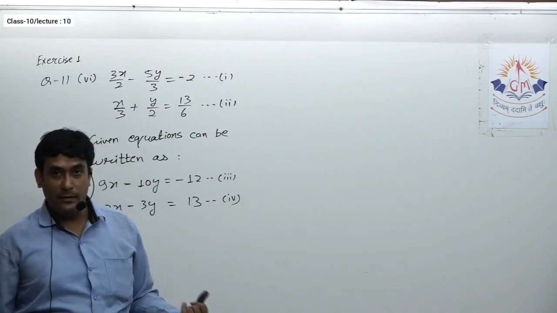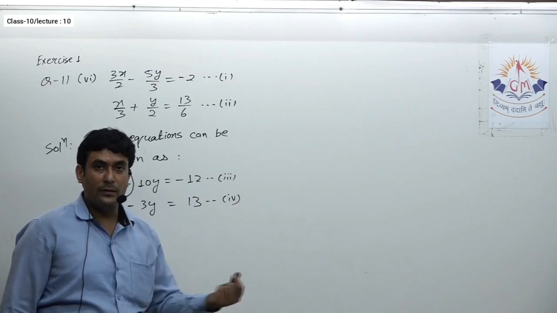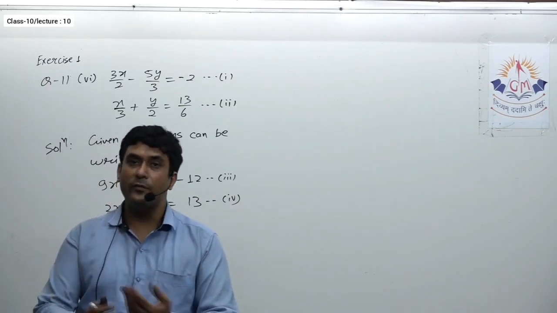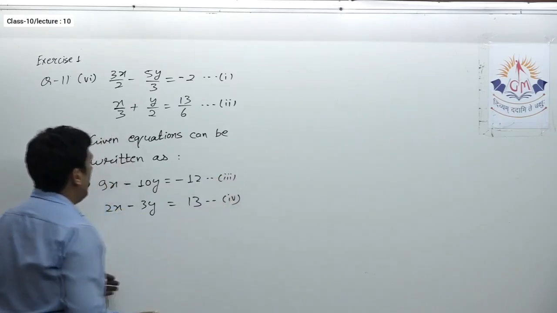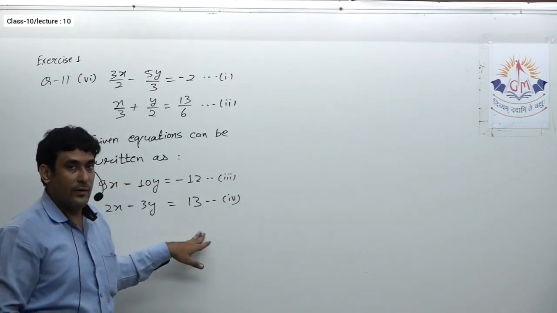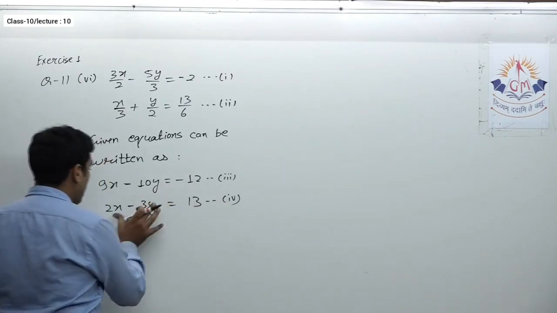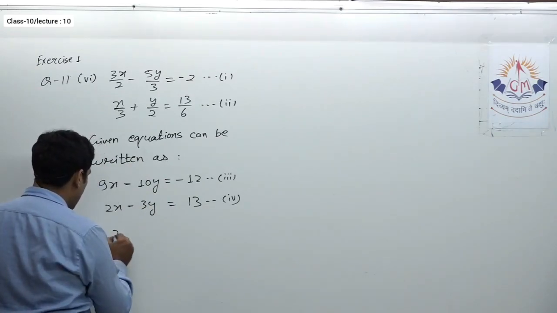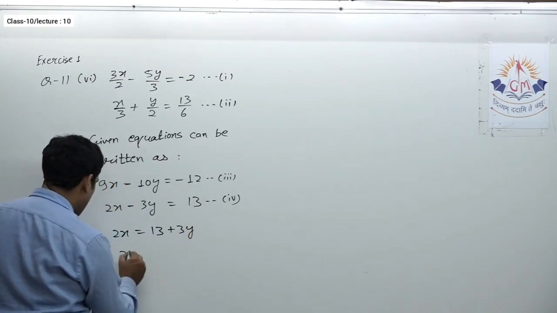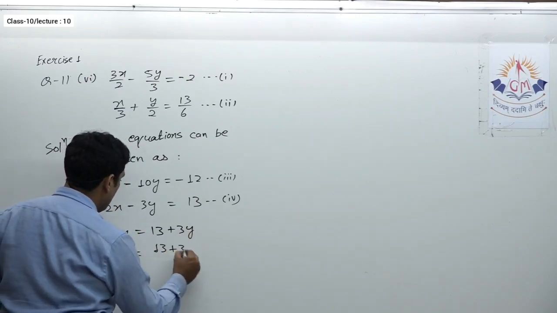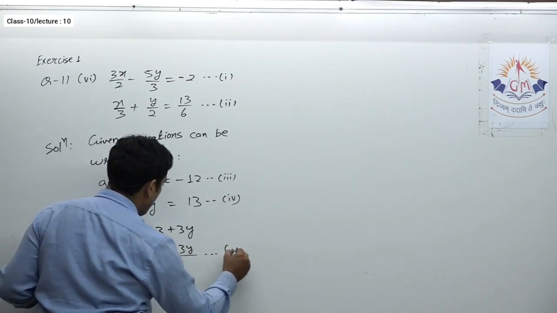Now by solving one of the equations from third and fourth, we have to obtain the value of one variable, and that we have to put in the other equation. That means if I get the value of a variable from third, I will put it in fourth, or if I get the value of any variable from fourth, I will put it in third. So I'll solve this one. Therefore I can write 2x is equal to 13 plus 3y, and hence x is equal to 13 plus 3y upon 2. This is my equation number 5.